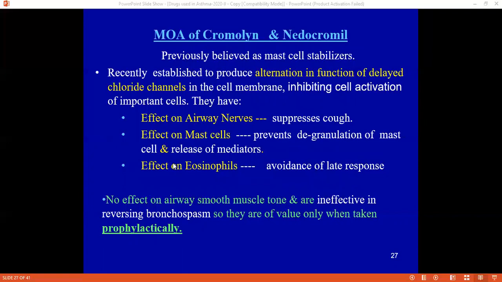Mechanism of action: previously they were called mast cell stabilizers. Recently it has been established that they produce an alteration in the function of delayed chloride channels in the cell membrane, inhibiting activation of important cells. They have an effect on airway nerves and suppress cough. On the mast cell, they prevent degranulation and release of mediators. On eosinophils, they avoid the late response. There is no effect on airway smooth muscle tone, and they are ineffective in reversing bronchospasm once it has occurred. So they are only of value when taken prophylactically. They prevent bronchial asthma normally.